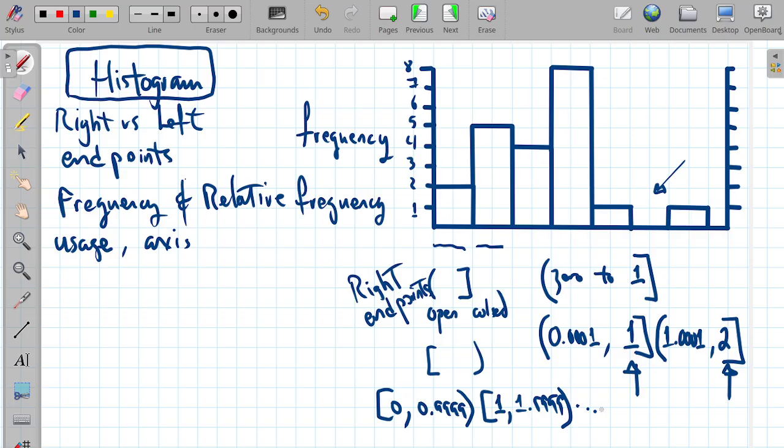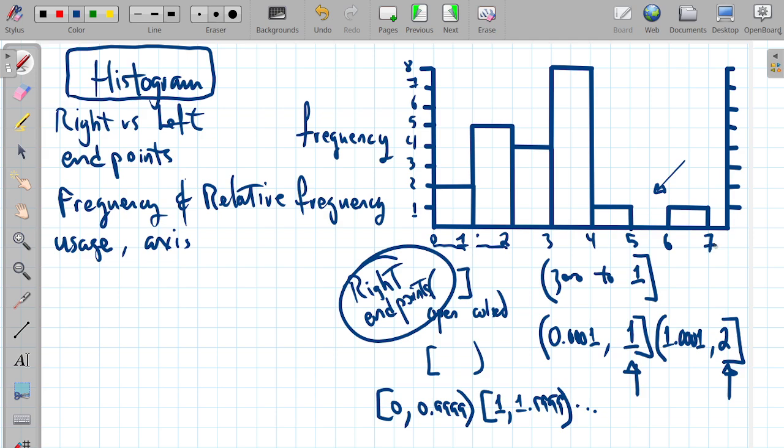So we're going to say that we're using right endpoints. This is going to be from 0 to 1. This will be from 1 to 2. This will be from 2 to 3. This will be to 4. This will be to 5. This will be to 6. And this will be to 7.